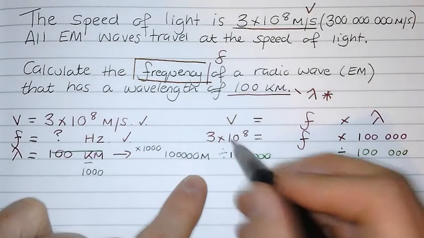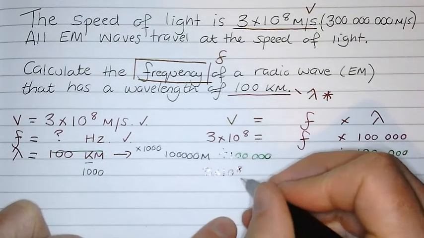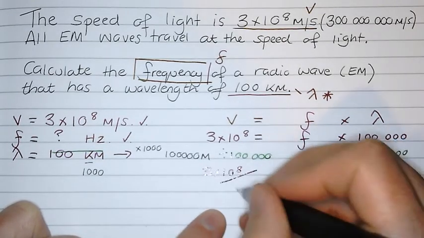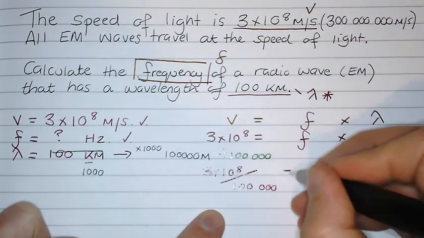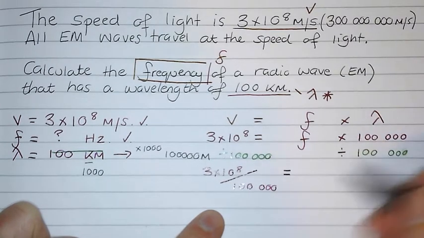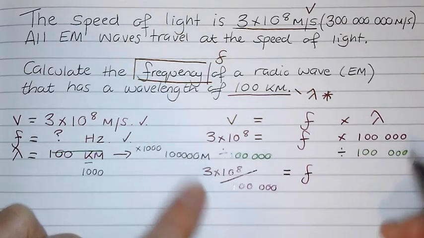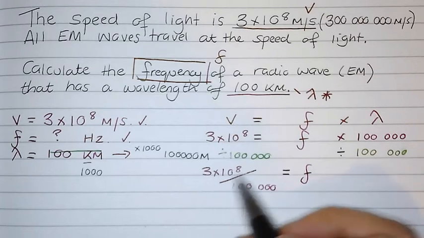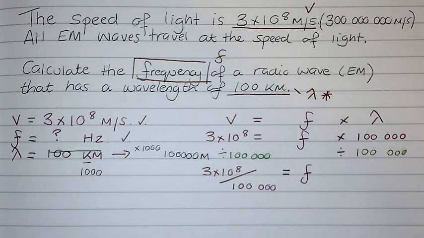Let's combine and see what we've got. So what we've got is 3 times 10 to the power 8 divided by, now I like to write this as a fraction, 100,000 equals frequency. And then this is divided and times by 100,000, so that cancels out. So this is what we're left with. 3 times 10 to the power 8 divided by 100,000 equals the frequency. Okay, if you think you know where to go, I'd like you to pause the video and attempt that. As soon as you're ready, unpause it and I'll show you exactly how to get the answer.